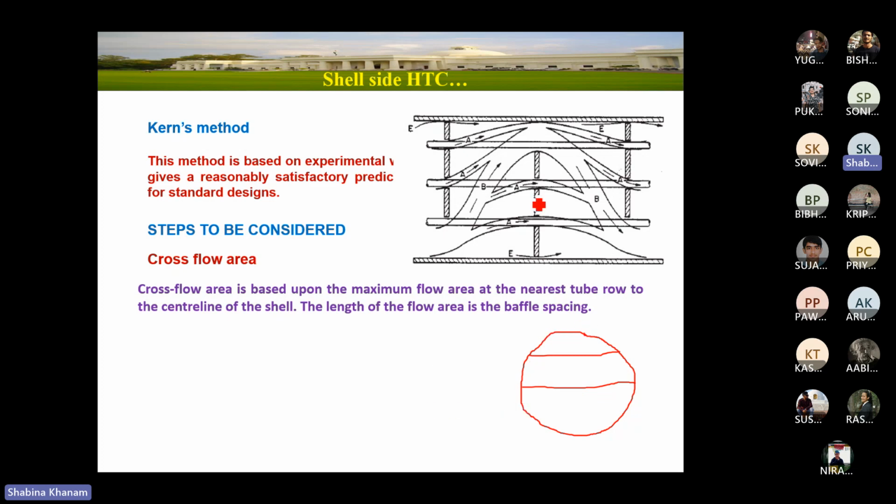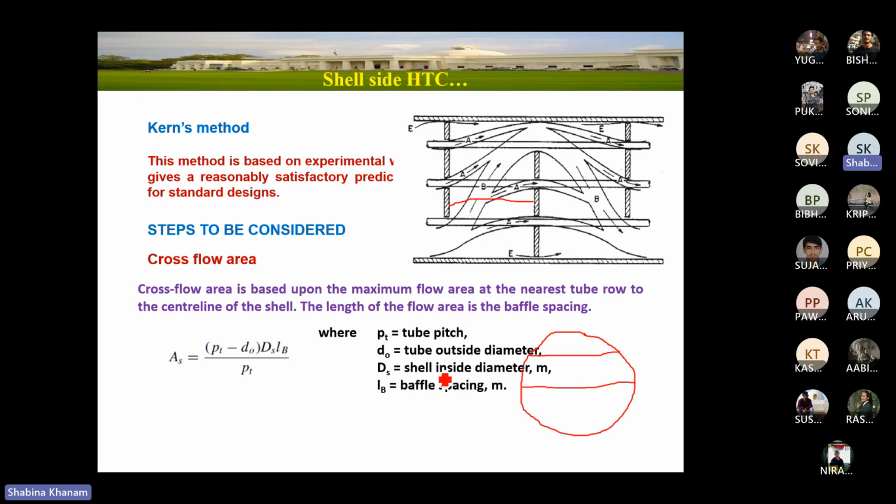Now, if I'm considering the flow area, the length of the flow area between two baffle tips is nothing but the baffle spacing, from here to here only. Consider this as a straight line. This is the baffle spacing, and that is the length of the flow area. Another dimension of the flow area would be the space between tubes at the central line.